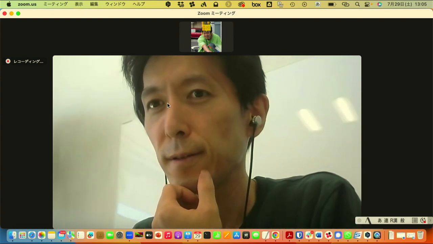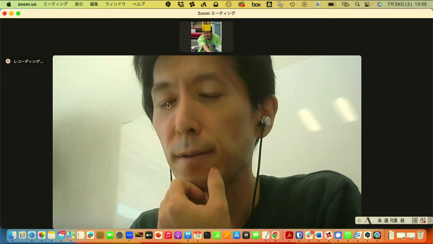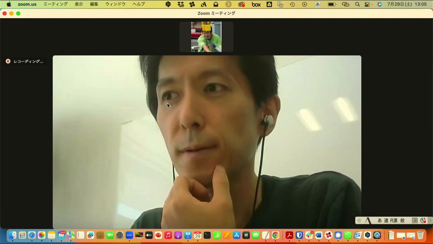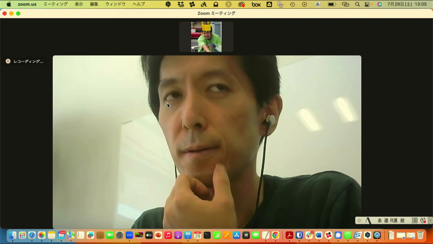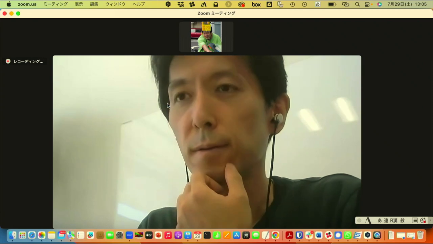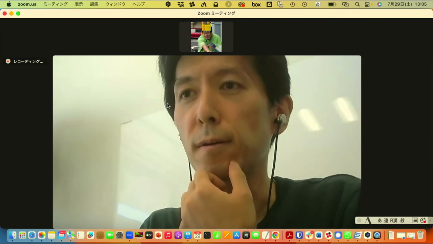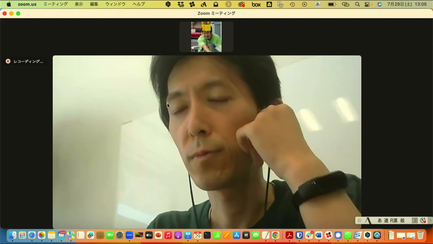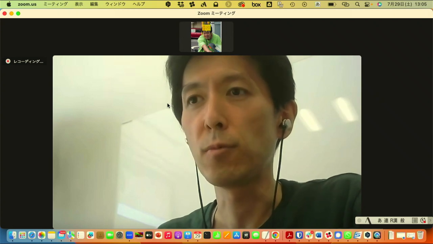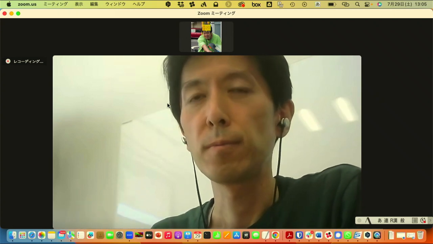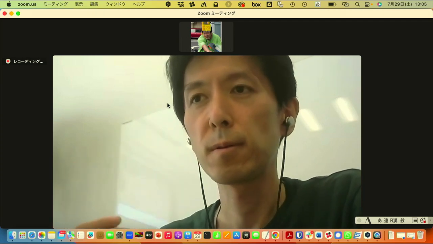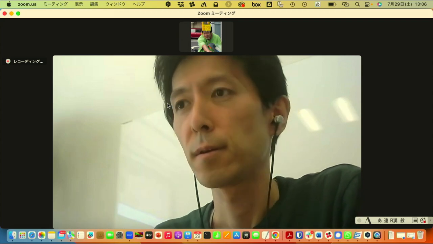Yes. Right-to-left language support is very difficult. There are many, many bugs in LibreOffice.